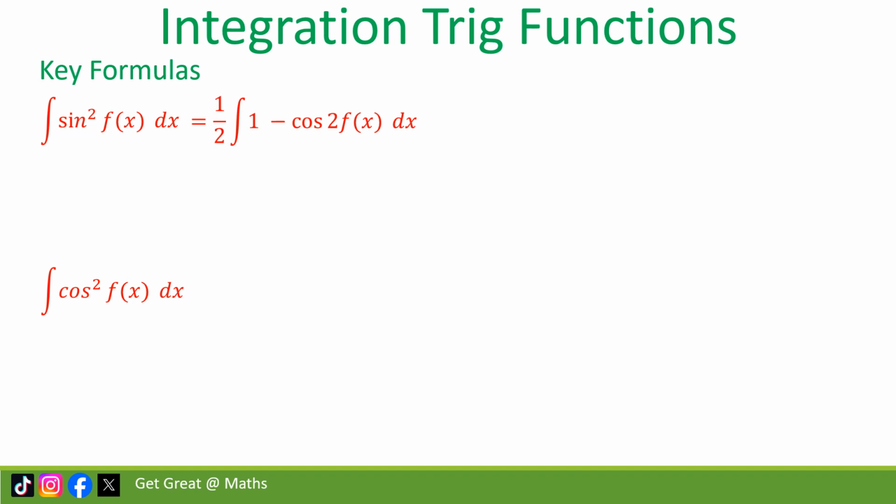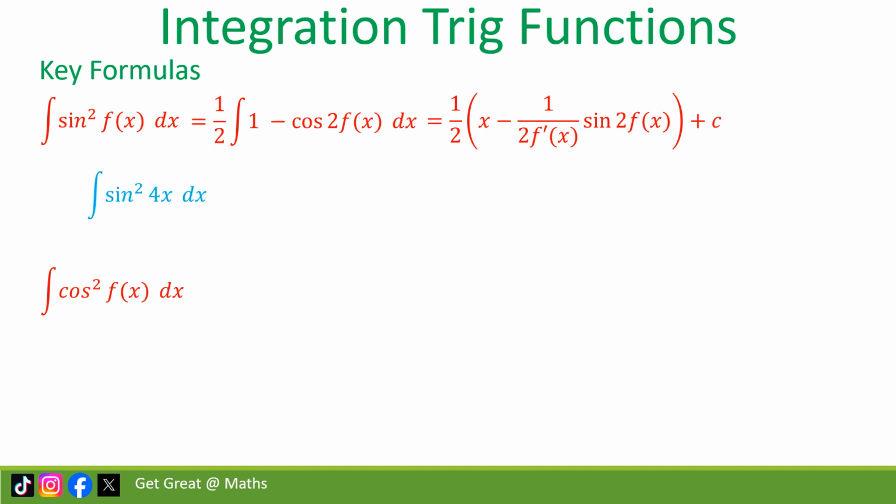So the integral of 1 is just x, and the integral of the minus cos 2 of f of x is minus 1 over 2 f dashed of x sine of 2 f of x plus c. So remember, you always have to divide by the differential of what is after the cos term. So the differential of 2 f of x is 2 f dashed of x.